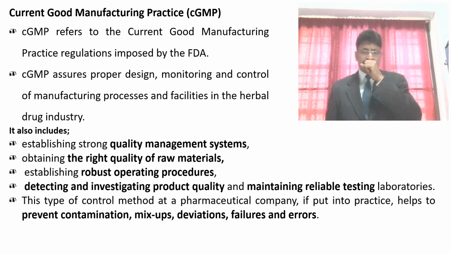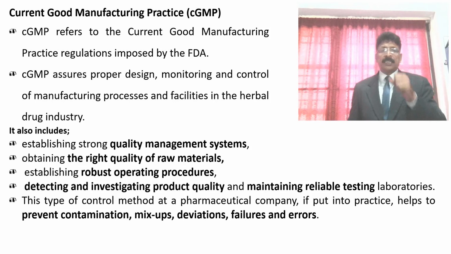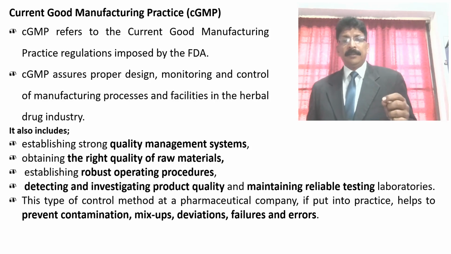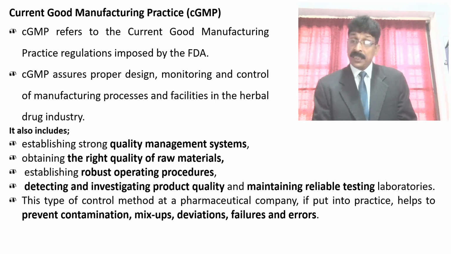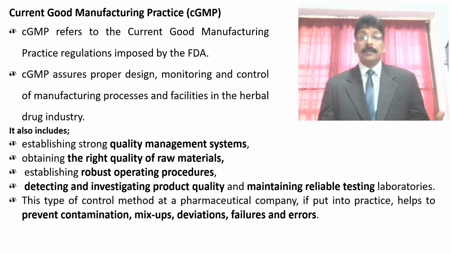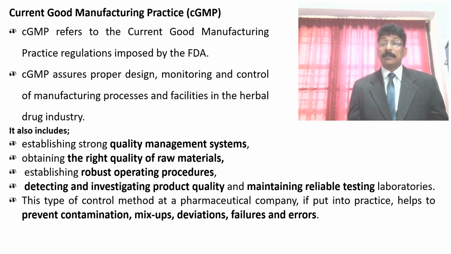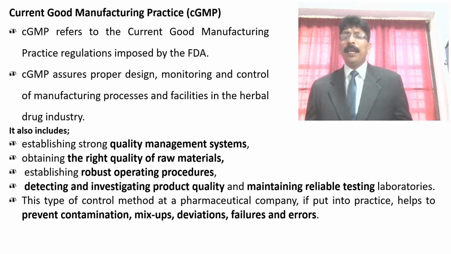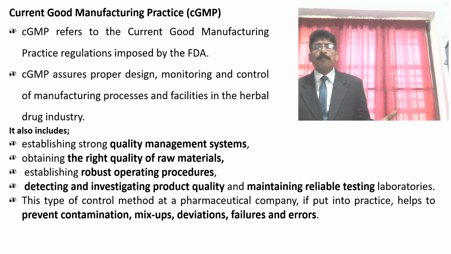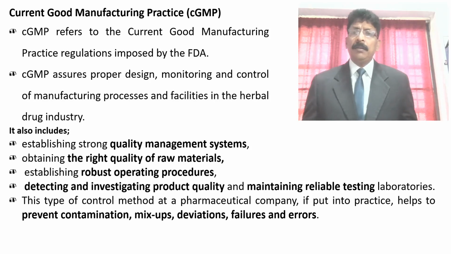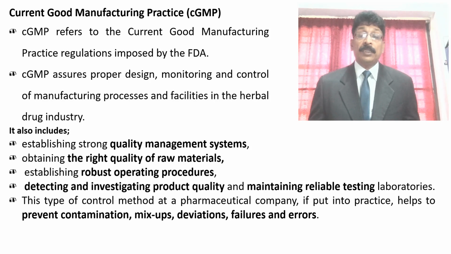This type of control method at a pharmaceutical company, if put into practice, helps to prevent contamination, mix-up of other herbs or other substances, deviations, failures, errors. This can be prevented. So, this is very important for any herbal products in their manufacturing. So, a current good manufacturing process has to be established.